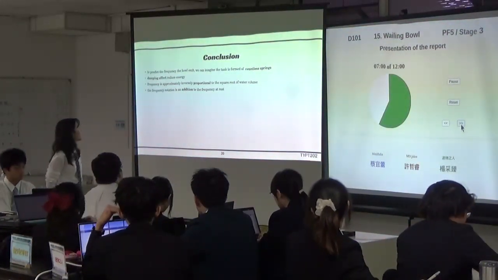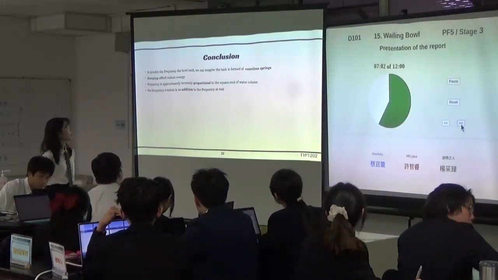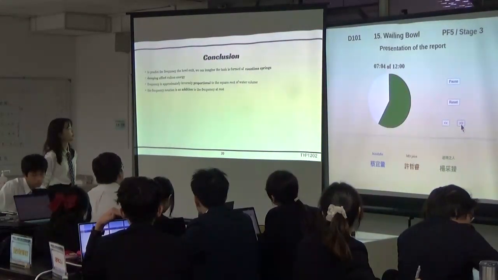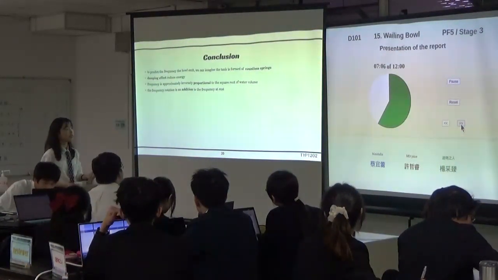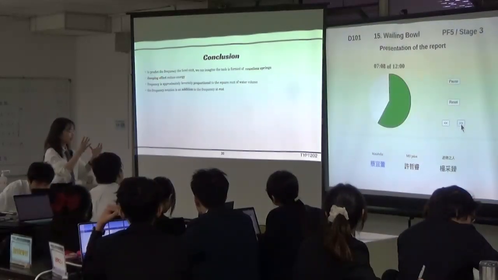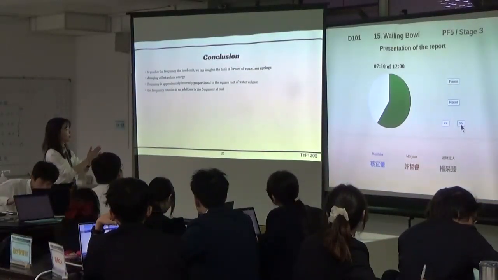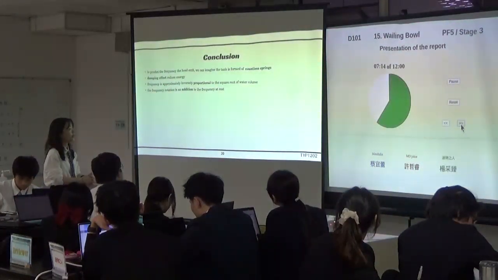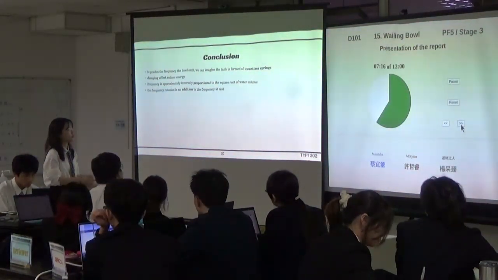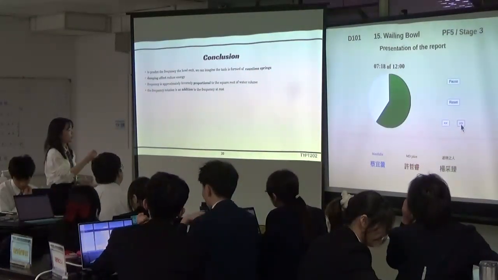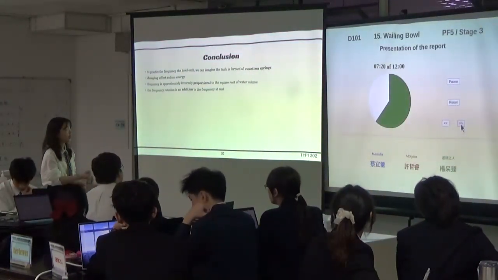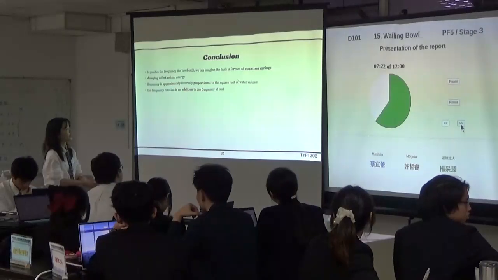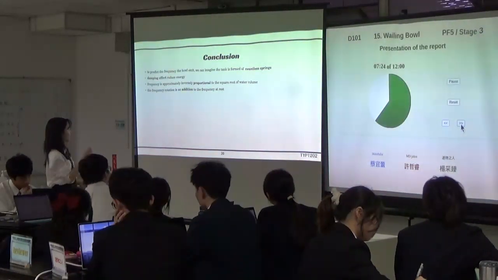So for the conclusion, we can predict the frequency of the ball element. We can imagine the tank is formed of countless springs. So if the tank is formed as countless springs, we can further predict that how much pressure we added onto the spring is like how much mass we added onto the spring. So that will affect the frequency that it emits out.